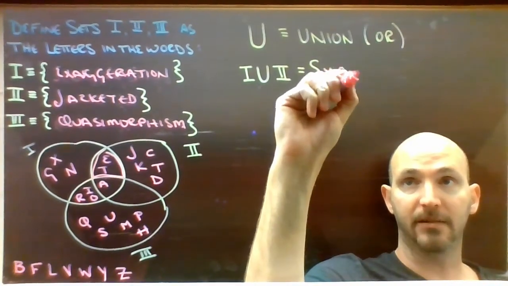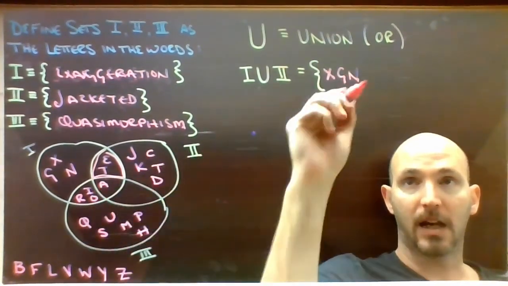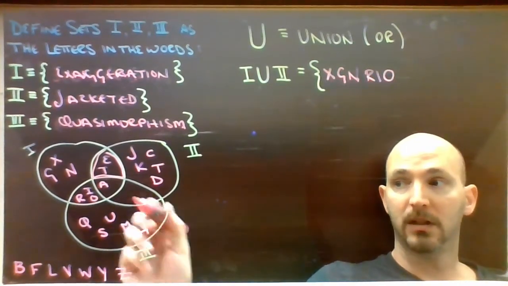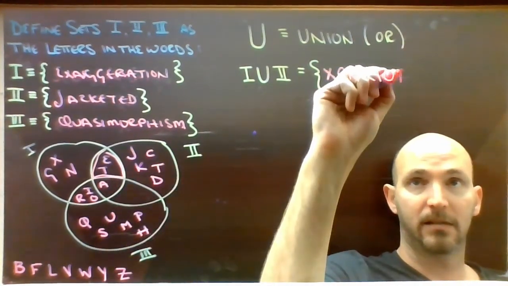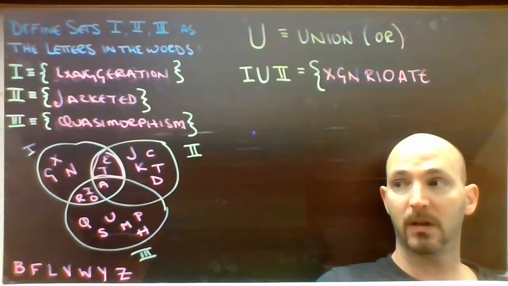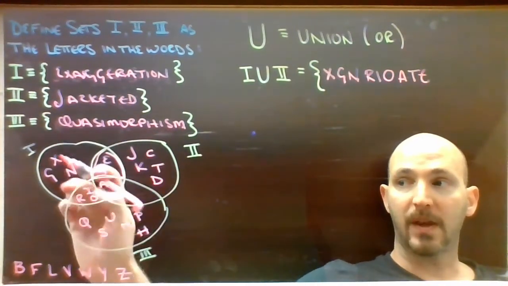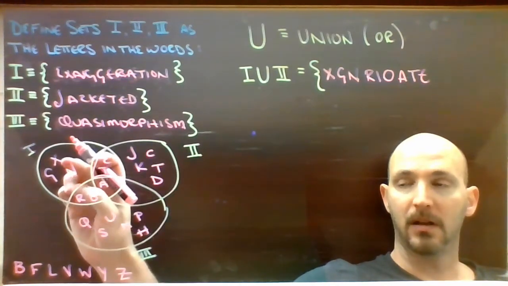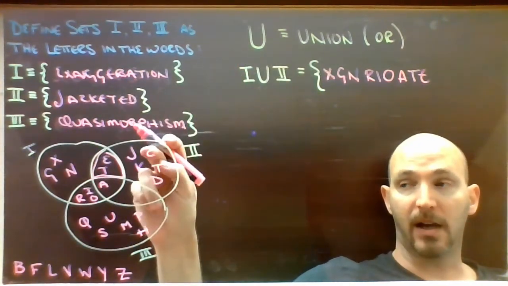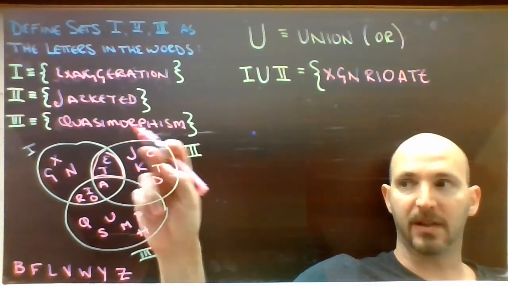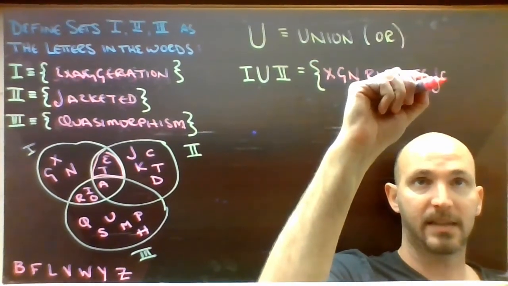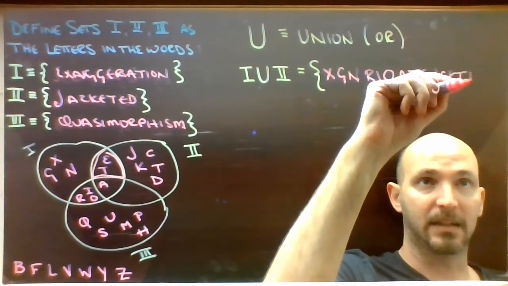So if I start going through the list there, within set 1 I have X, G, and N. I have R, I, and O. I have A, T, and E. So those are the things that were in set 1. Now I need to include the things that were also in set 2, because those ones count as well. So I need to add those letters: J, C, K, T, D.